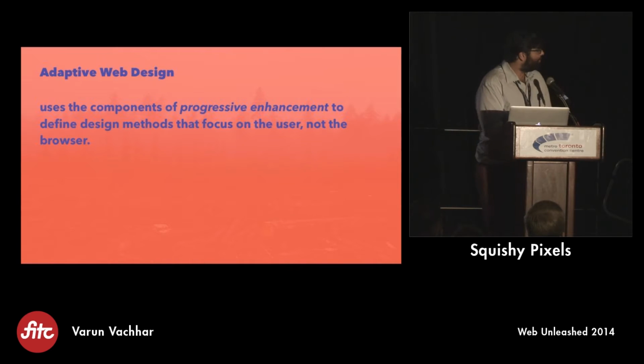The core idea that he was trying to get across was that of progressive enhancement. Now, progressive enhancement is this principle of starting with a firm foundation and adding enhancements on top of it. The basic idea of adaptive web design is not about the browser features. It's about creating an optimal user experience regardless of which device you use.